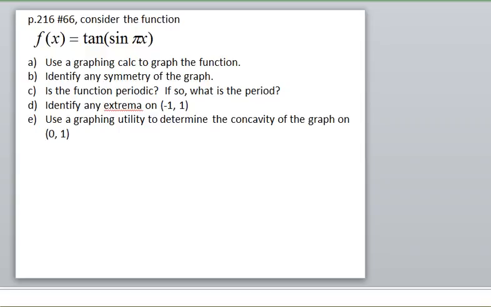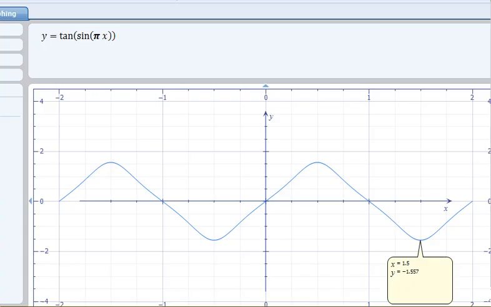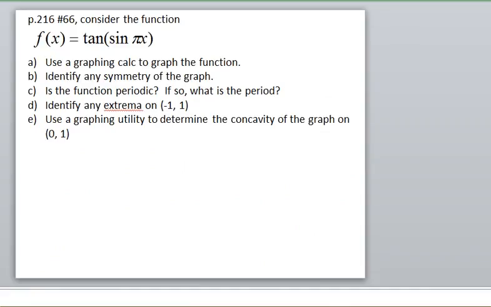Okay, in this last example, you're first going to use your graphing calculator to graph this function. Please make sure you're using enough parentheses, otherwise you will not end up with this particular graph. This is the graph of the function tangent sine pi x. So we're going to refer back to this graph as I talk about this problem.